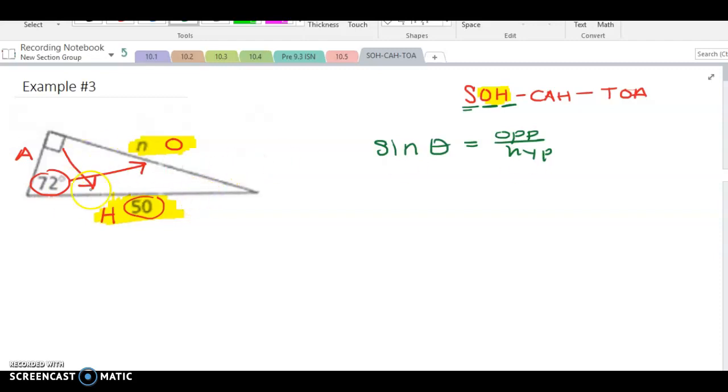Now I can do it with this triangle. Sine of my reference angle, 72, equals my opposite, that's my N, over my hypotenuse, which is 50. We will learn how to solve this tomorrow, but right now, this is what I want.